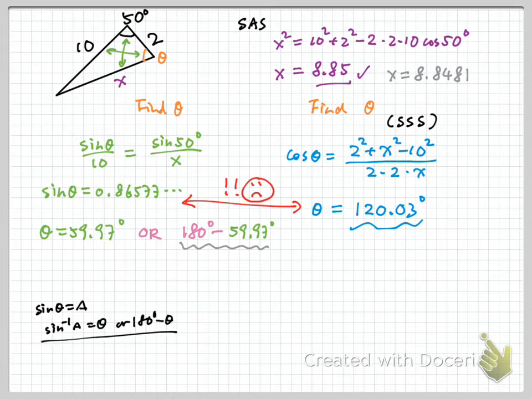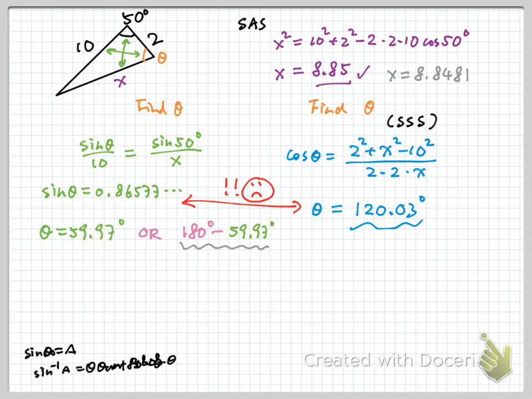If it were cosine, then it is theta or 360 minus theta. If it were tangent, then it is theta or 180 plus theta. That is the nature of the inverse trigonometric function. The calculator will only give you one answer, so you have to find the other answer on your own.